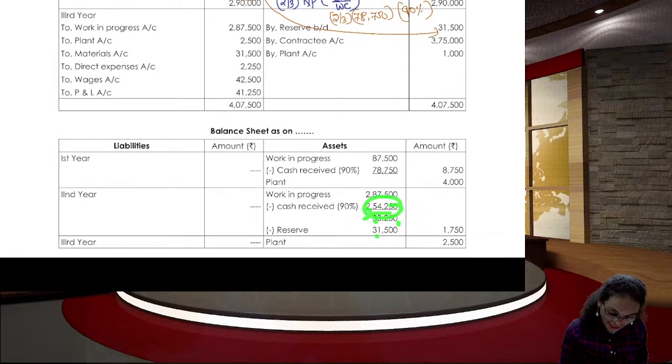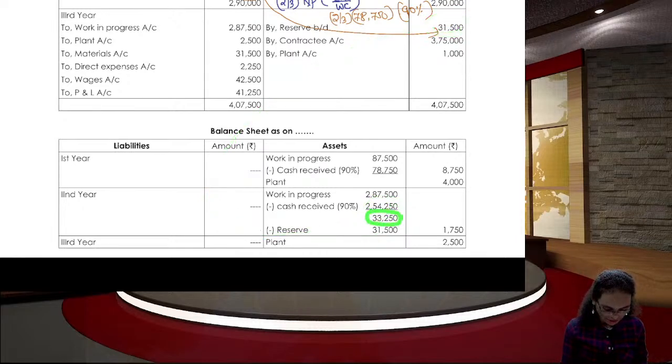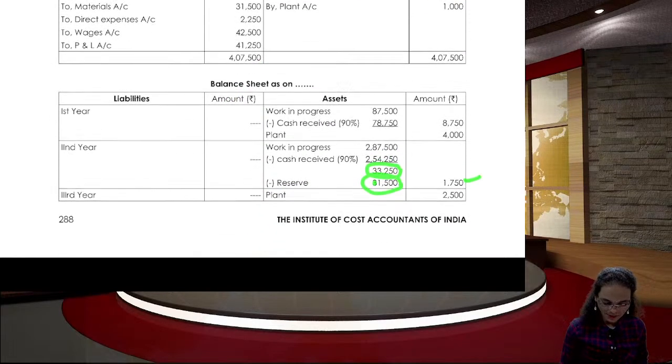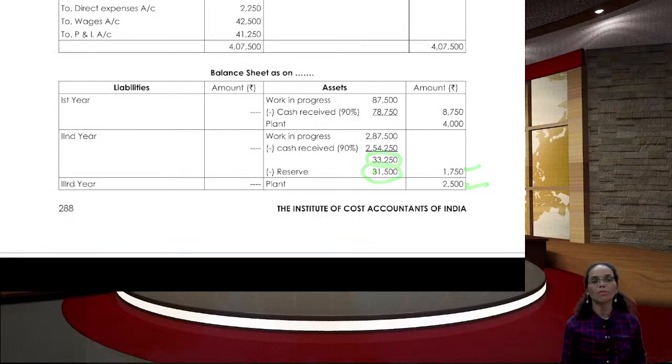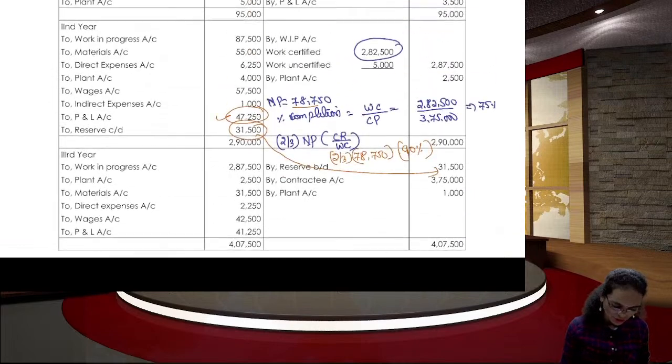And in the second year you have reserves here. These reserves you need to remove from the asset. So the asset you have is 33,250, from that you remove the reserves, and that will be your asset, plus the plant, whatever you have, the closing plant. So this is the information, guys. If you pay attention, you will understand.